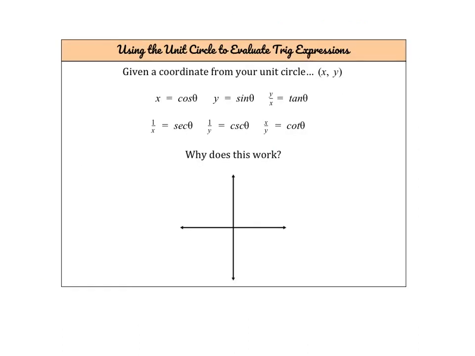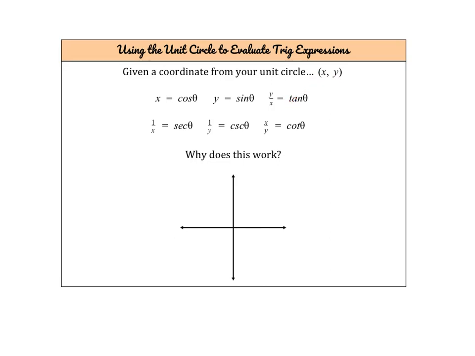Okay, so one really useful application of the unit circle is we can actually use it to help us evaluate our trig expressions. So if you know the coordinate of a unit circle, which we'll just call x and y, the x value of the coordinate is always the cosine of that angle. The y value of that coordinate is always the sine of that angle. And if you do the y value divided by the x value, that's tangent.